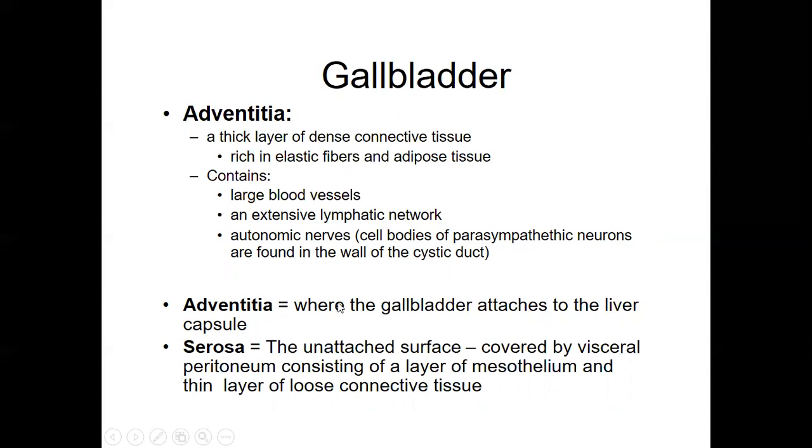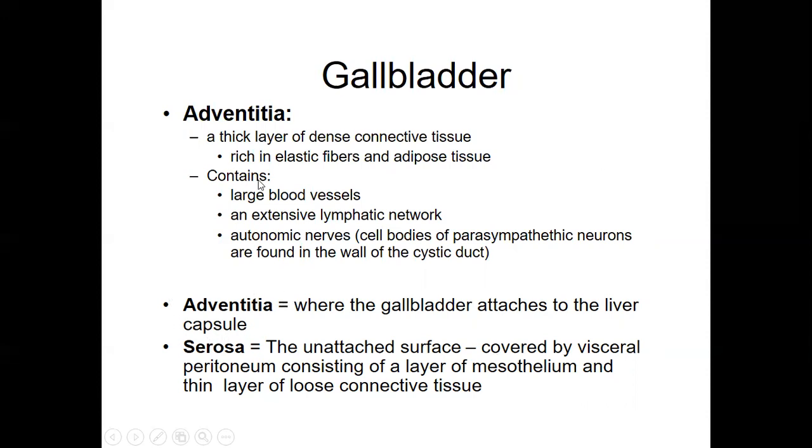The adventitia is where the gallbladder is attached to the liver capsule. We have the attached part and the unattached part. The attached part becomes the adventitia. But the serosa is the unattached surface, covered by the visceral peritoneum that consists of a layer of mesothelium and a thin layer of loose connective tissue. So the unattached part becomes serosa, and the attached part becomes the adventitia.